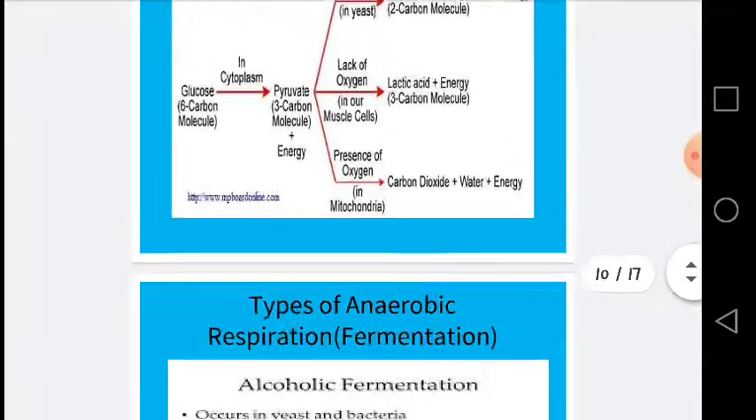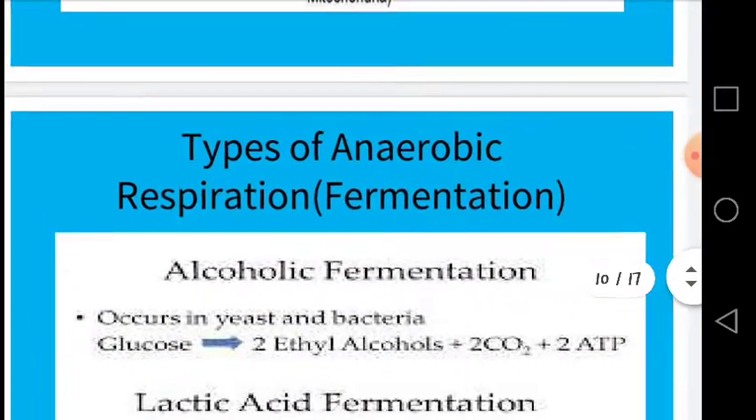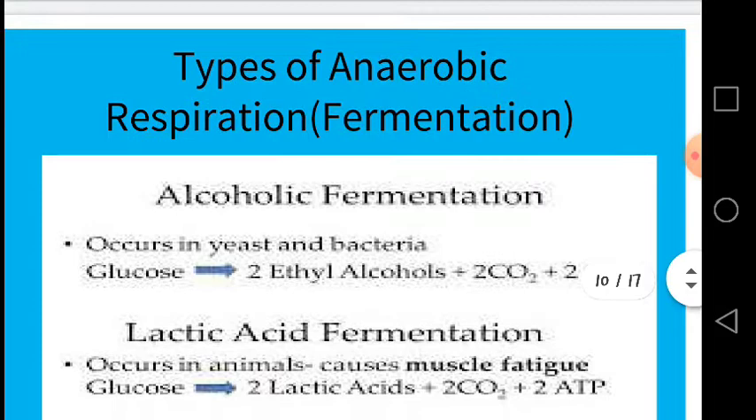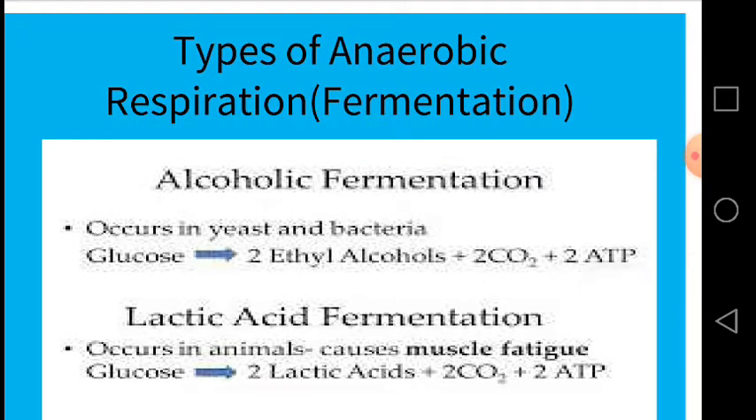Now we are focusing on the two types of anaerobic respiration. We call it fermentation, alcoholic fermentation. This form of anaerobic respiration usually takes place in yeast. Yeast are microscopic single-celled fungi.